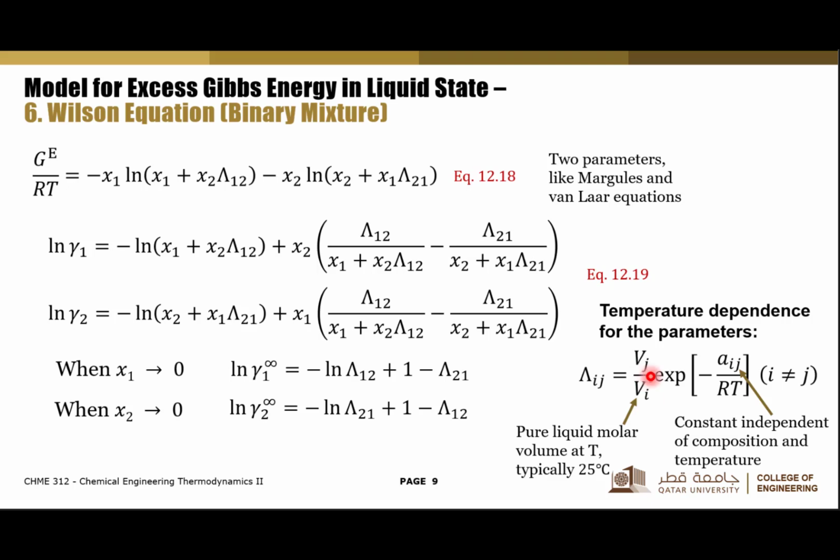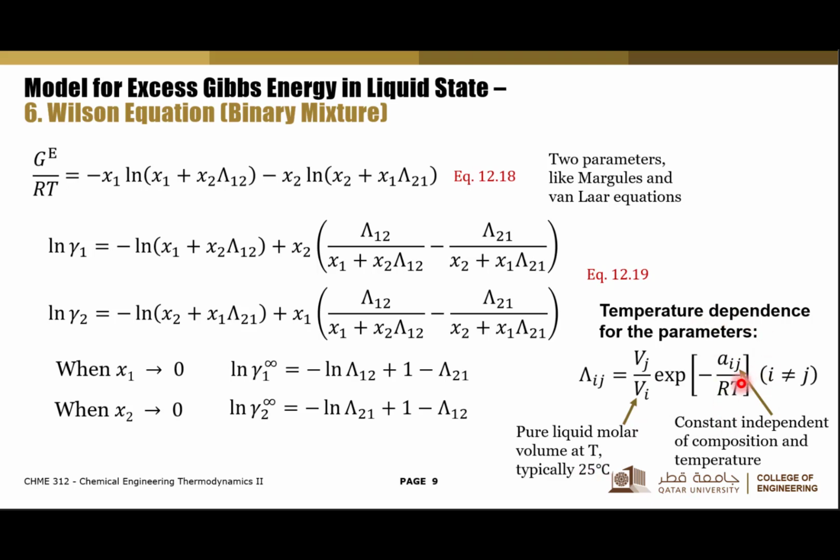The ratio of the volumes here, these are pure liquid molar volumes for component 1 and component 2, those don't have to be at the temperature of my system. Okay, so this is a ratio. So typically what's used is the values at 25 degrees Celsius. Where do we get those? We get those from tables. Okay, so we'll see that in a second.